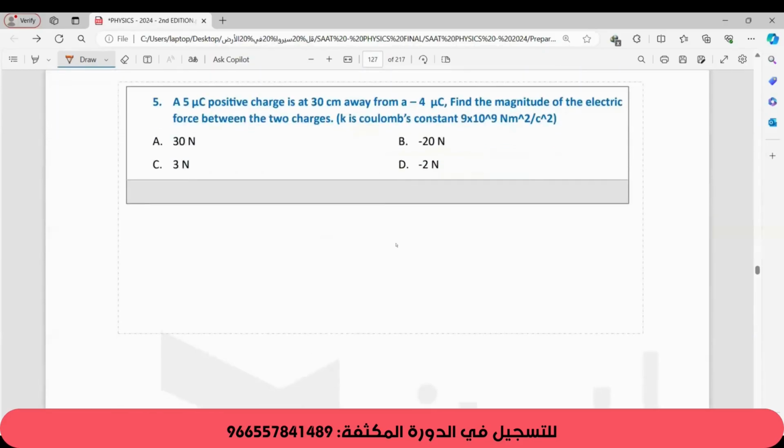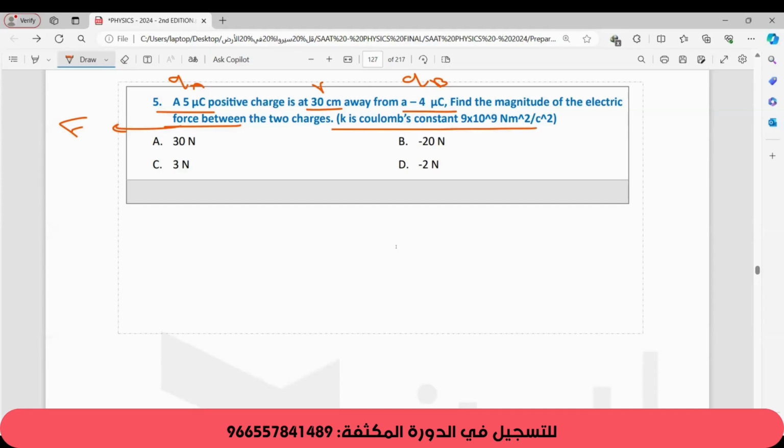Now we have a direct application of the law itself. A 5 microcoulomb positive charge is 30 centimeters away from a negative charge. Let's say this is QA, and this is the R, 30 centimeters, and this is a negative charge, QB. Find the magnitude of the electric force between the two charges. So we need just to find the force. K is given, 9 times 10 to the power 9.